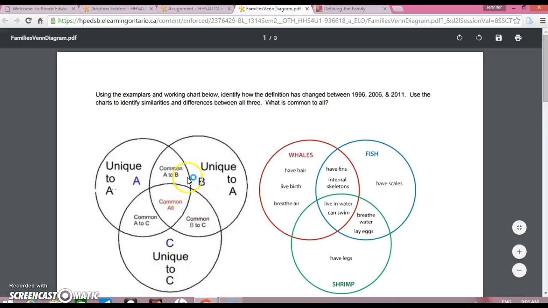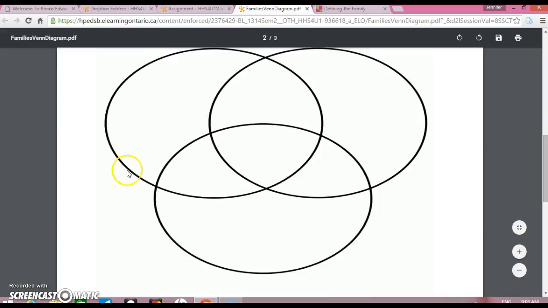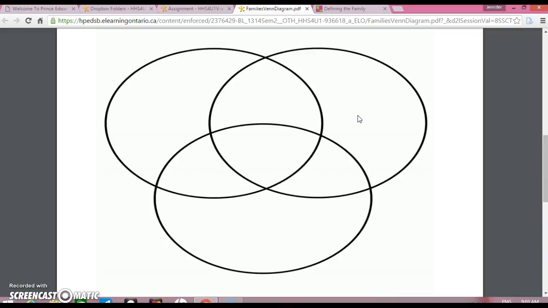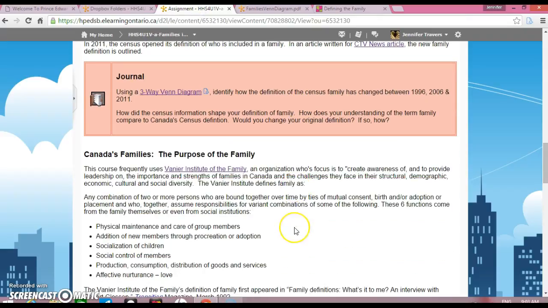So this is what a Venn diagram looks like, right? A Venn diagram compares differences, and then these are similarities. So if we were to do this for the definitions, here, here, and here would be the different years and how they're different, and in here are the similarities. It's just a worksheet to help you guide your understanding.